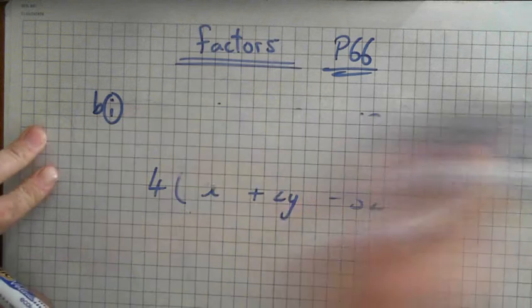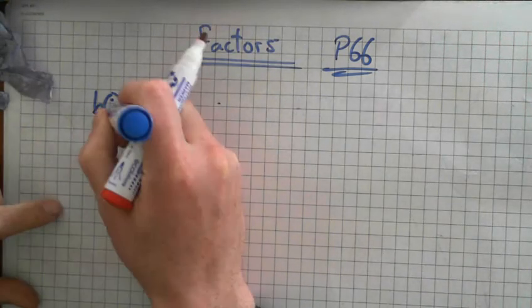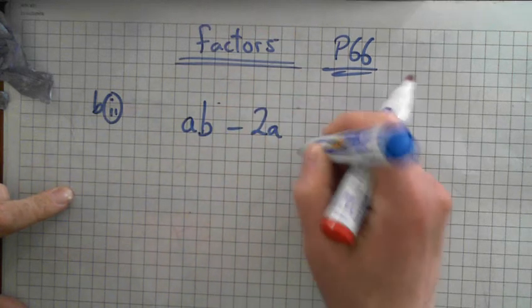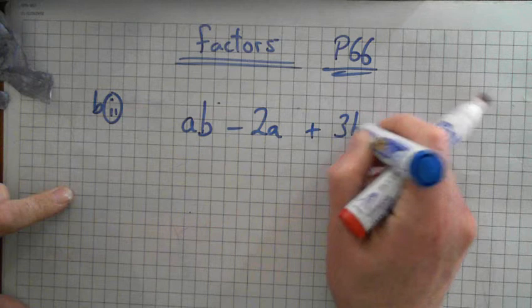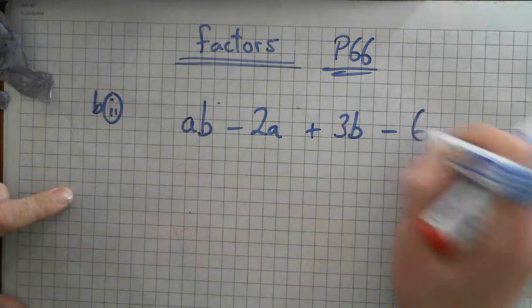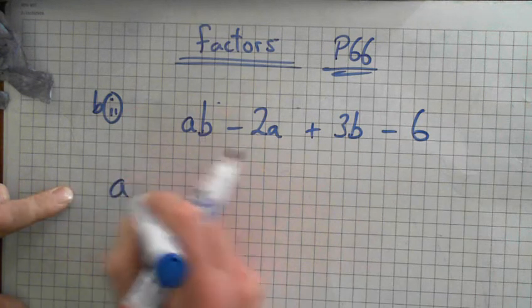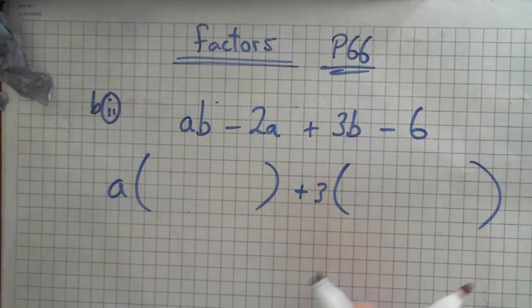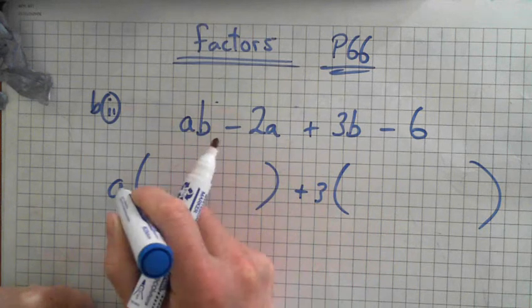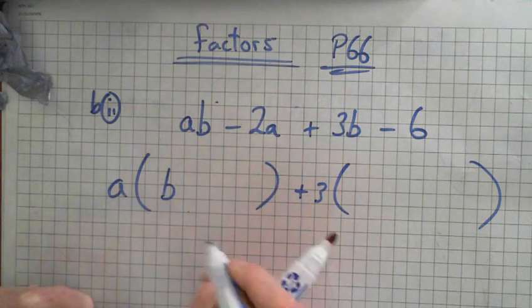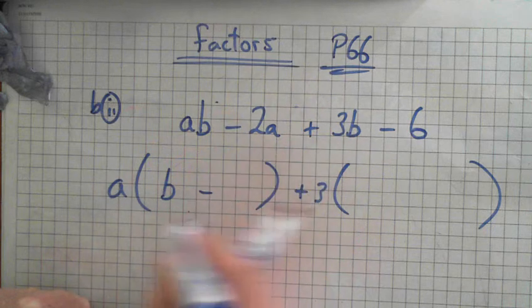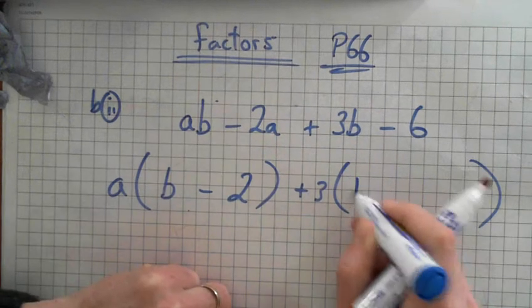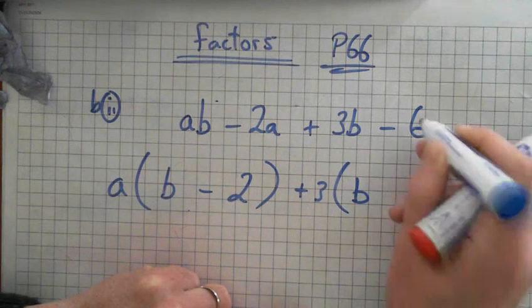Next one. Part II. You have ab minus 2a plus 3b minus 6. This is finding factors by pairing. It started off the sum for you. It tells you to take a out of the first bit, and take 3 out of the second bit. So a times b is ab, minus 2a. 3 times b is 3b. And minus 3 times minus 2 is minus 6.